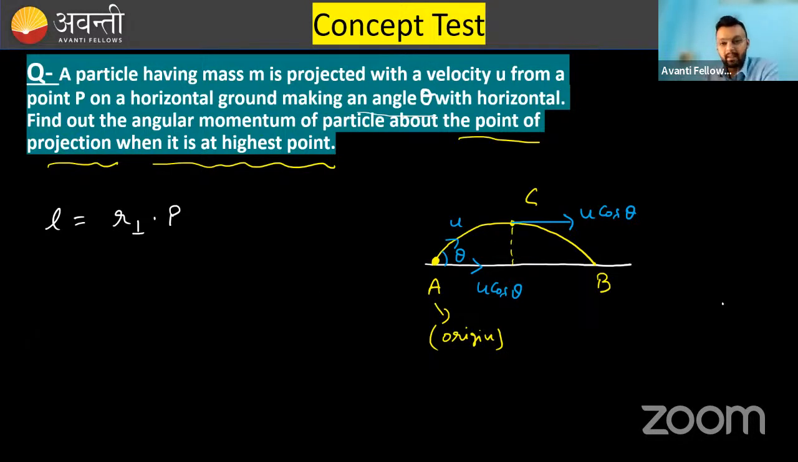Have a look at that. First of all, you need to draw the line of motion. Only then can you identify the R perpendicular. The particle at this highest point is moving along the x-axis, in the horizontal direction. So the line of action will be like that. This is not our line of action, this is our line of motion actually.